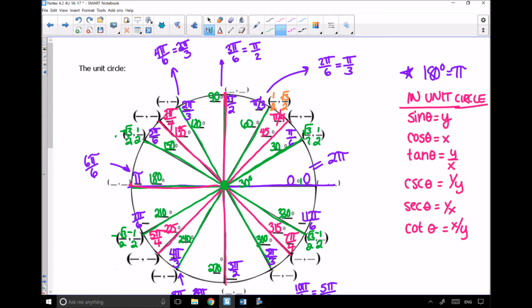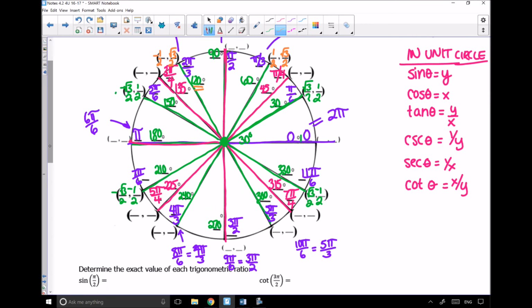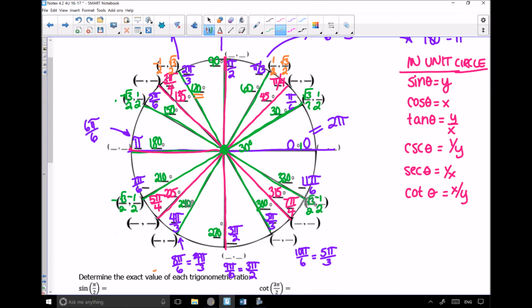Okay, the next one that's like that is this 120-degree angle right here, but this is going to be negative 1/2, positive root 3 over 2. Okay, my next one is this 60-degree angle right here, or 4 pi over 3. This time, this is going to be negative 1/2, negative root 3 over 2. Okay, and then over here, my last one that's like this is going to be positive 1/2 because my x value is positive and my y value is negative. So it's 1/2, negative root 3 over 2.